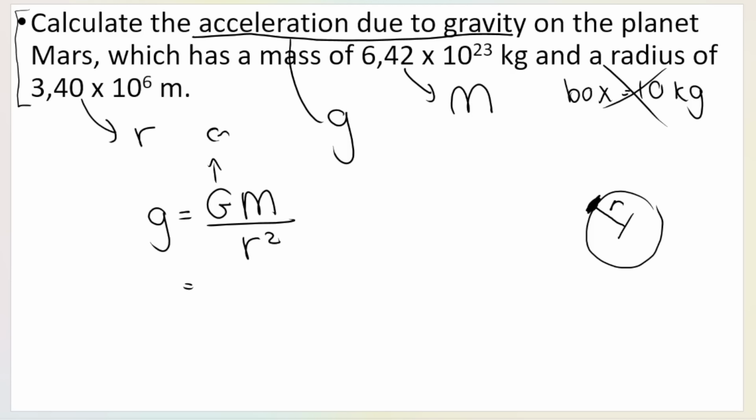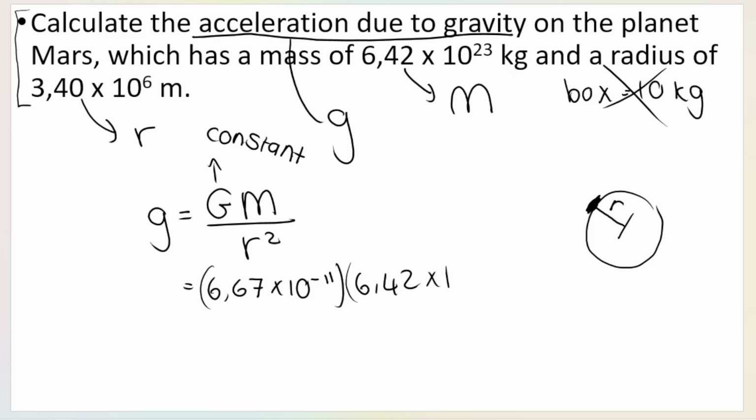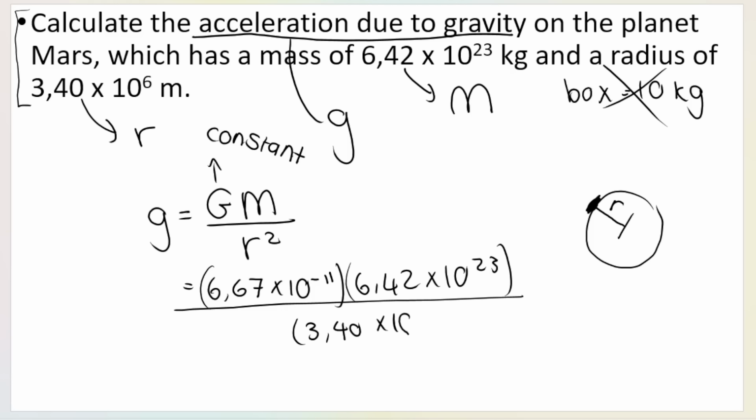G over here, that's my constant. It's the same as what we did in the previous question, 6.67 times 10 to the negative 11. Remember, that will always be given on your data sheet, so you don't have to stress about that. The mass of Mars is 6.42 times 10 to the power of 23. And the radius of Mars is going to be the distance between my centers. That is 3.4 times 10 to the power of 6. Remember to square it. Please, please, please. R is squared, so you must square this.